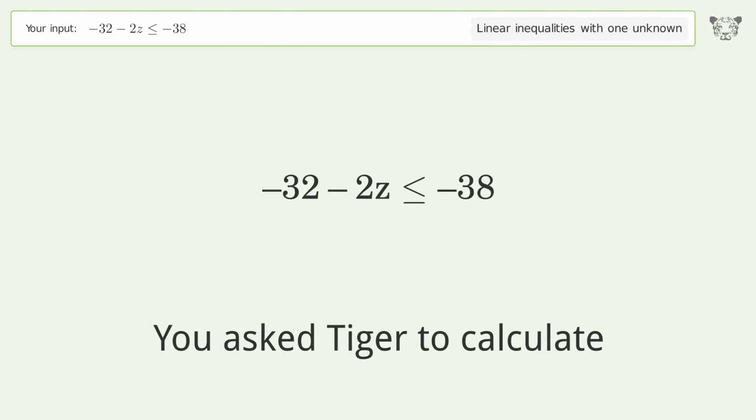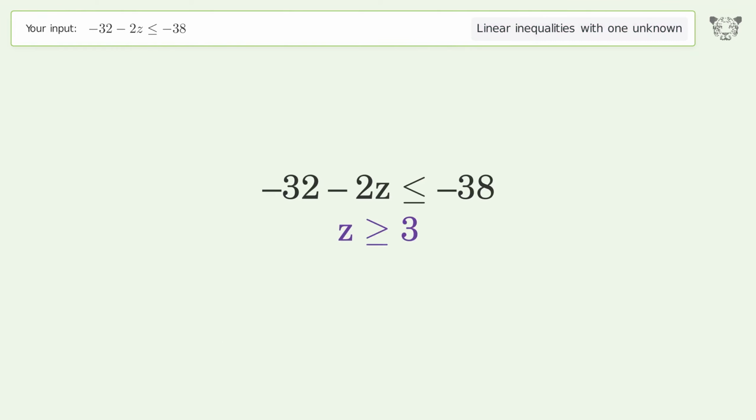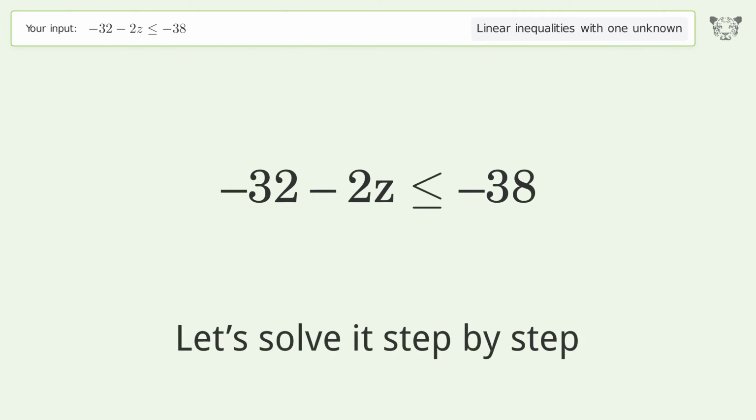You ask Tiger to calculate. This deals with linear inequalities with one unknown. The final result is z equal or greater than 3. Let's solve it step by step.